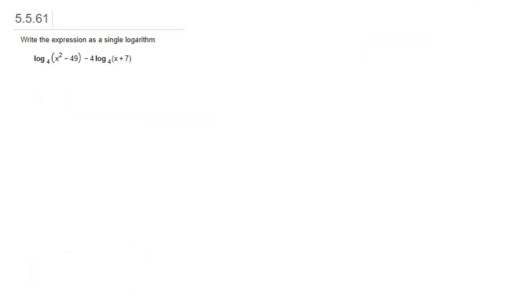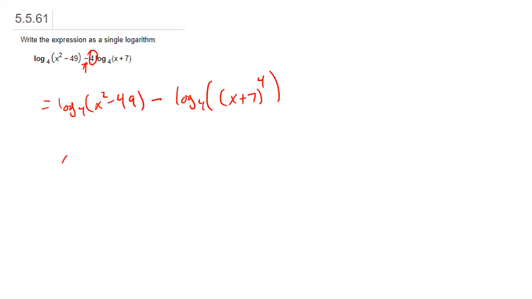Okay, moving on. So again, we want to express this as a single logarithm. First, we have to account for this factor, and then we can move on to this difference. So I have a log base 4 of x squared minus 49. Then I want to subtract the log base 4 of x plus 7 to the 4th. Now I want to express this as, since they are the same base, the base is 4, a quotient, x squared minus 49 over x plus 7 cubed.